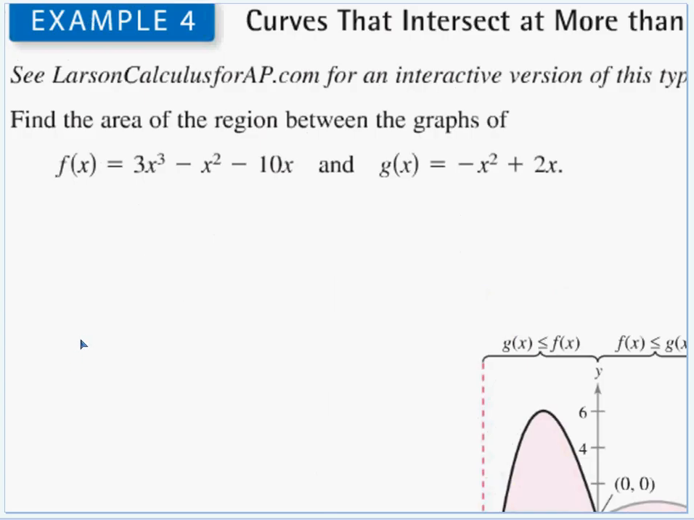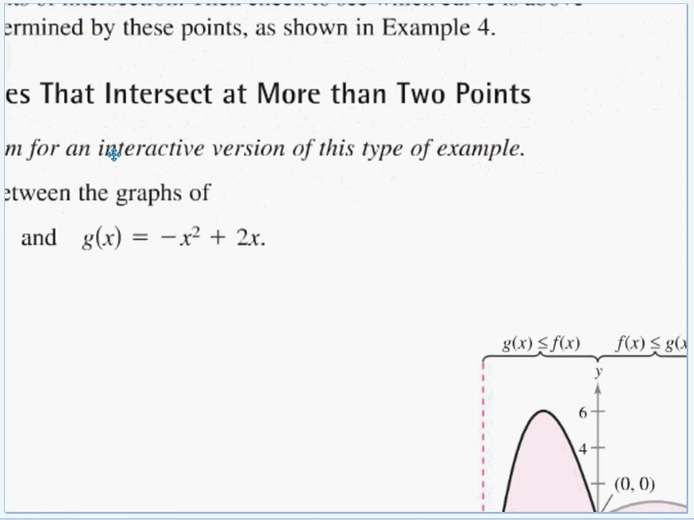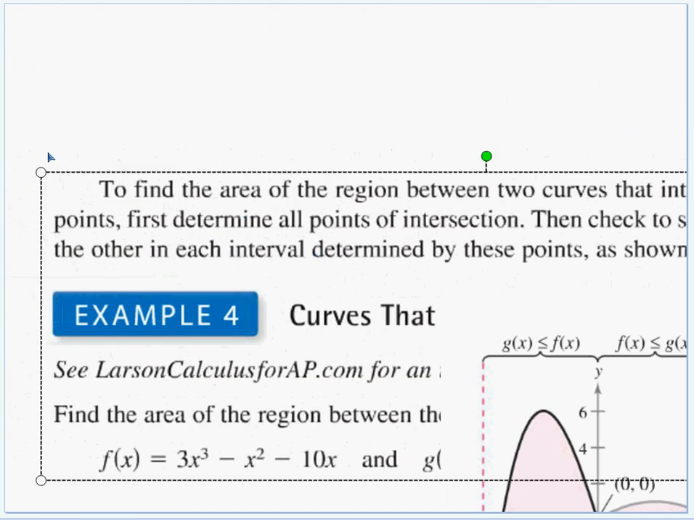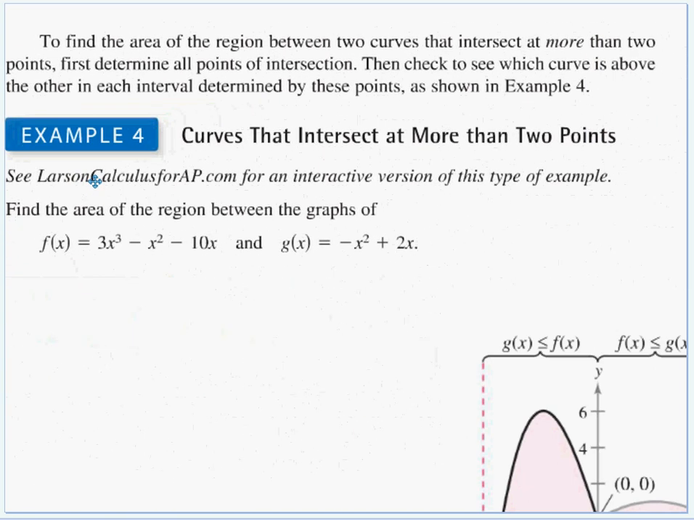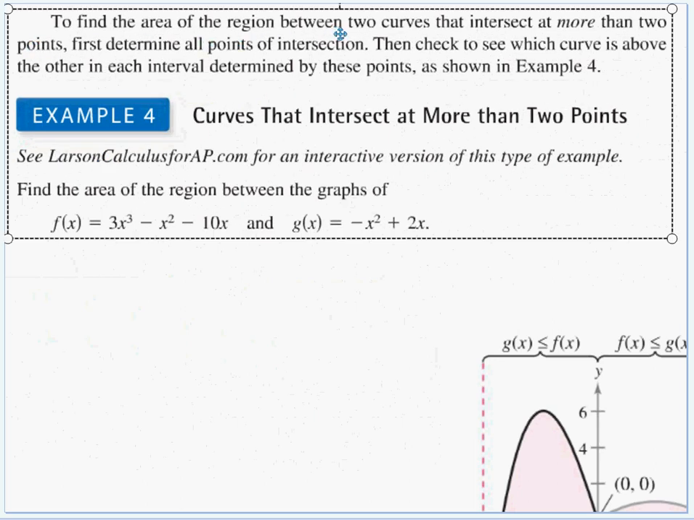Okay, we've seen curves that never intersect, curves that intersect just twice so we can find the area of region between them. What about curves that intersect at more than 2 points? Ooh, and I guess there's some stuff to read up here. Let me shrink this down a little bit. To find the area of a region between 2 curves that intersect more than 2 points, first determine all points of intersection. Then check to see which curve is above the other in each interval determined by these points.